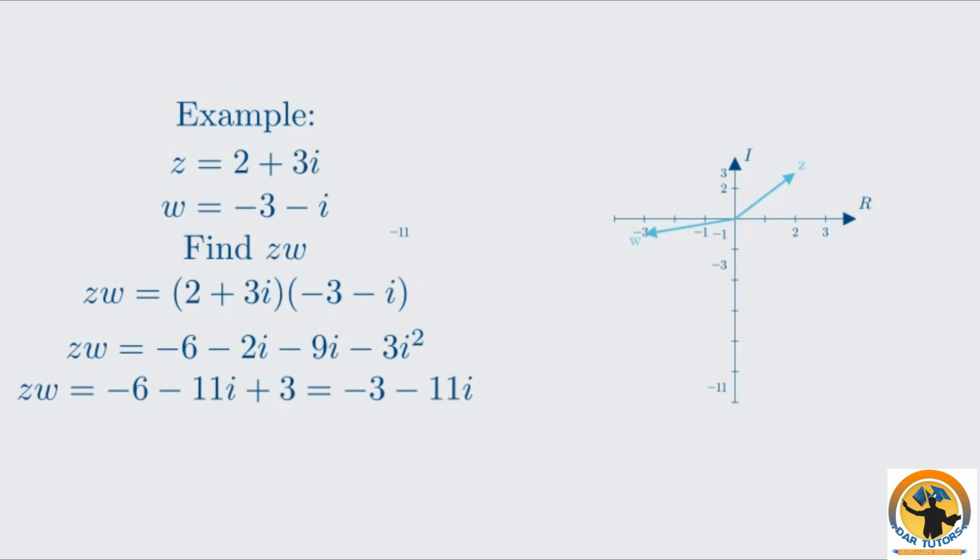Now, let's represent this product on our Argand diagram. The product zw corresponds to the vector from the origin to the point (-3, -11). This visual confirms our calculation. This example reinforces our ability to perform complex multiplication and visualize the result. We have now seen how to plot complex numbers and their product on an Argand diagram.